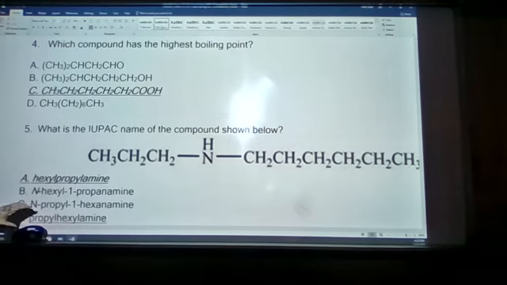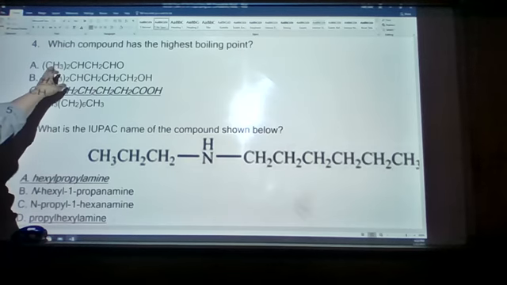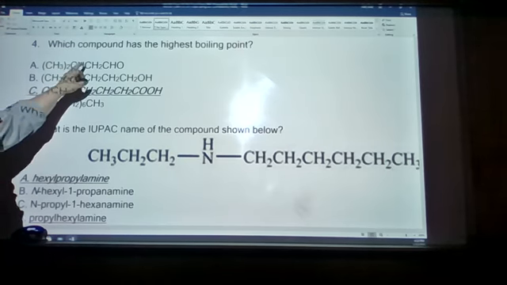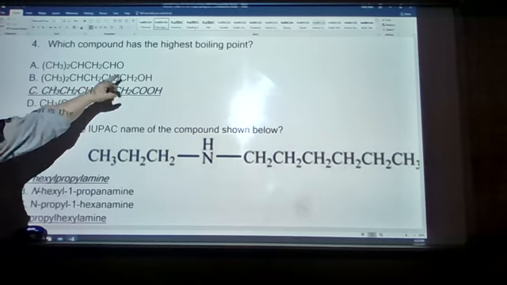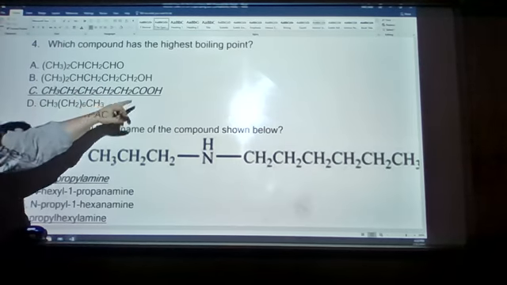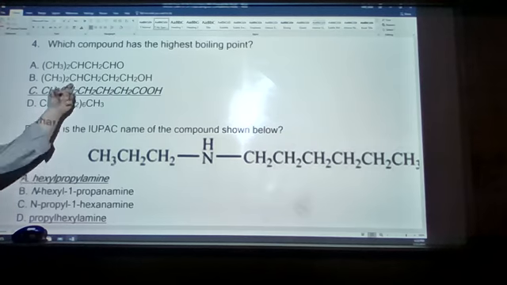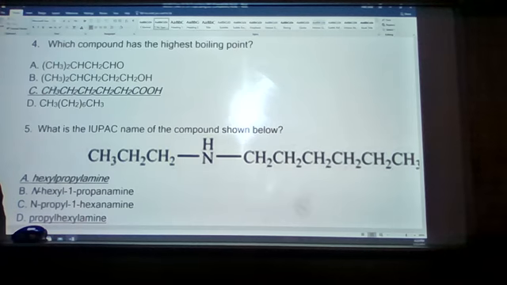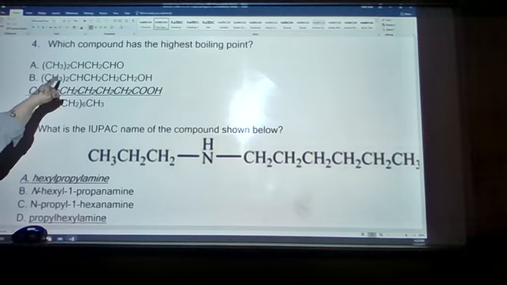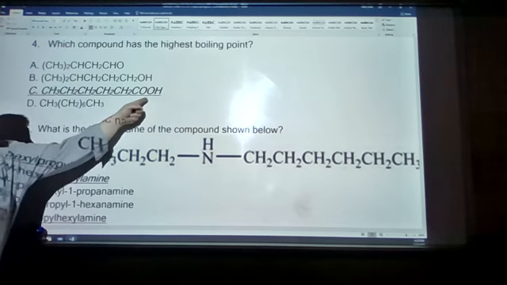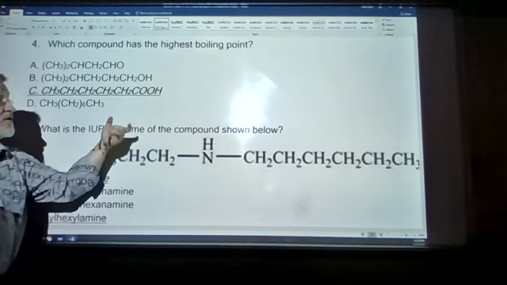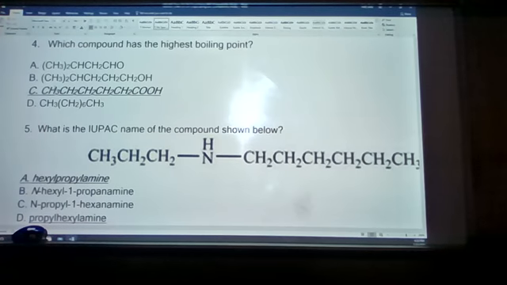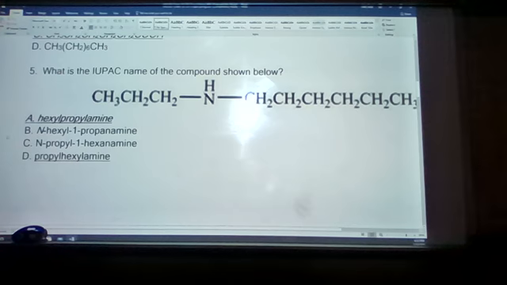The other thing we would look at is the number of carbons. We have 1, 2, 3, 4, 5, 6 carbons, so there are 6 carbons here, both in the alcohol and the carboxylic acid. Since the carboxylic acid has 2 hydrogen bonds, it will have a higher boiling point than the alcohol. They have the same number of carbons, but due to that second hydrogen bond, the carboxylic acid has a higher boiling point.